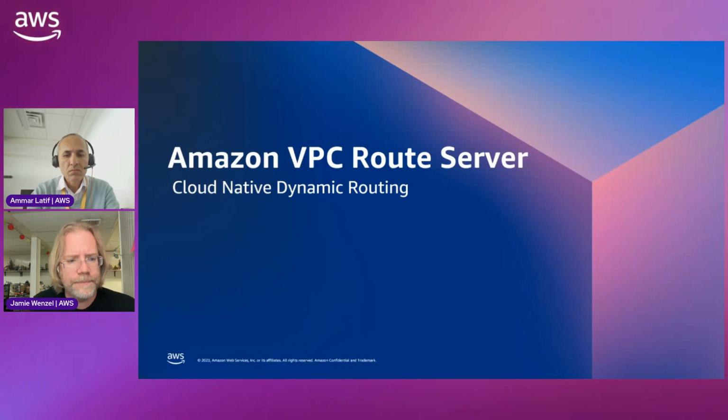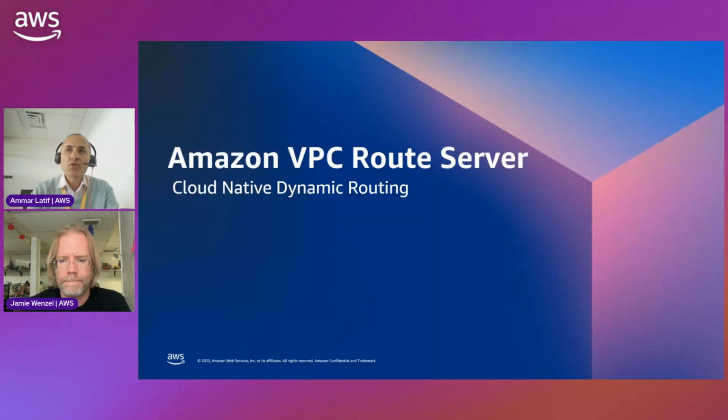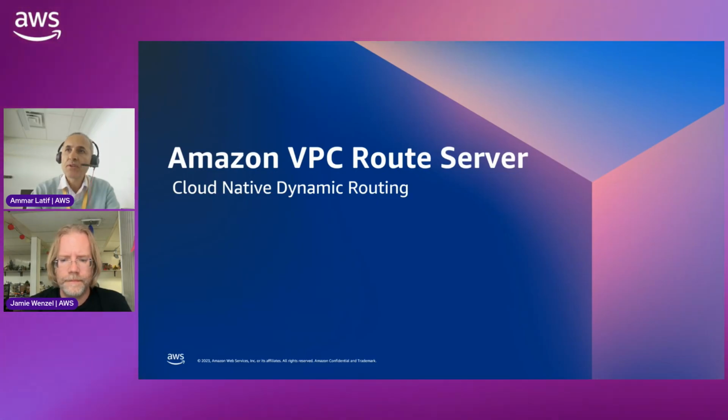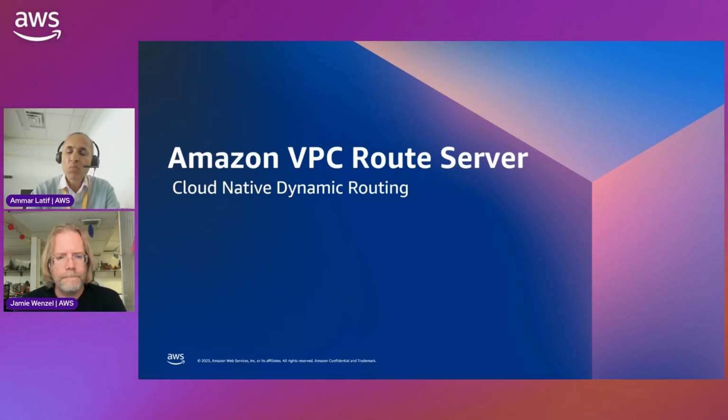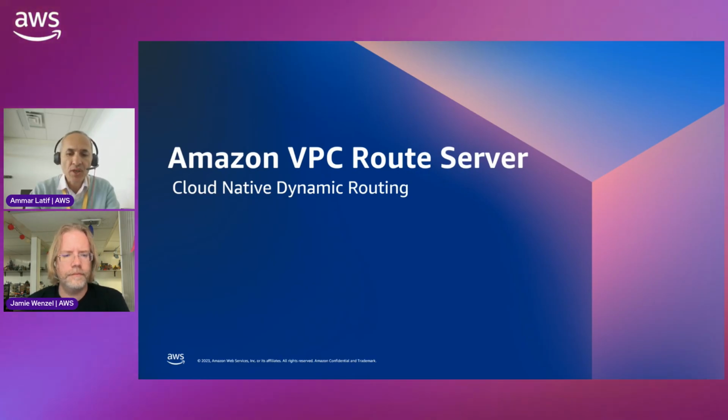Beautiful. So as you can see, it's a new service that was recently announced in March of this year, and it is called Amazon VPC Route Server, which again introduces this dynamic routing within the VPC. So to Jamie's point, we had dynamic routing in DX, we have BGP routing in TGW, but within the VPC, the construct here is within the VPC.